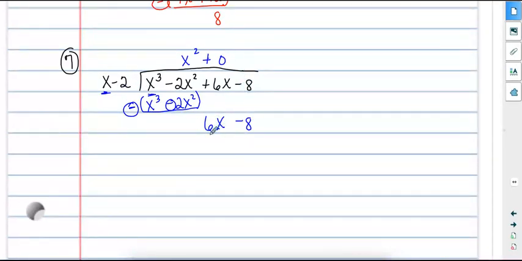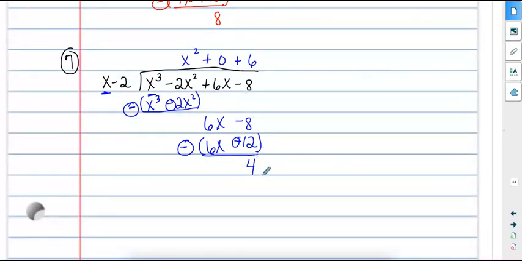Okay, so now I'm going to look at the first terms. x times what gives you 6x? Well, positive 6. So 6 times negative 2 is negative 12. 6 times x is 6x. And then you're going to subtract the whole thing. So this ends up being 0. Negative 8 minus negative 12 is actually negative 8 plus 12, which gives us positive 4.